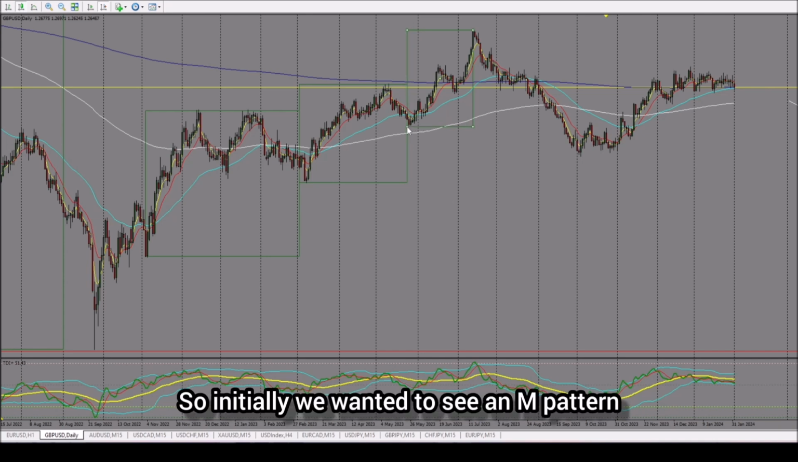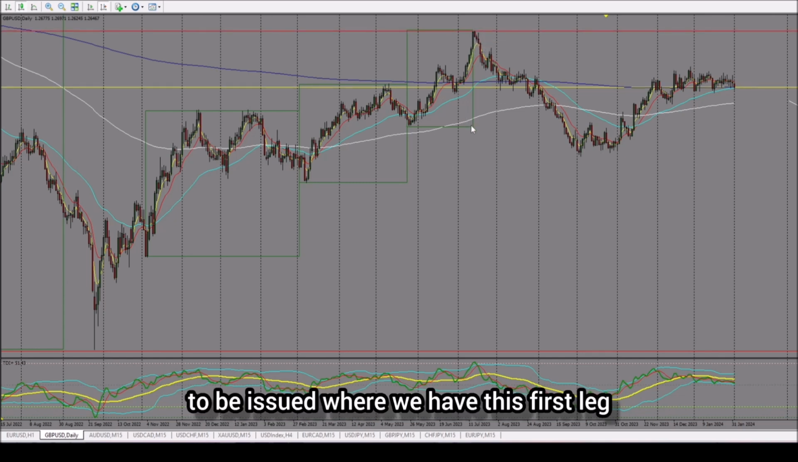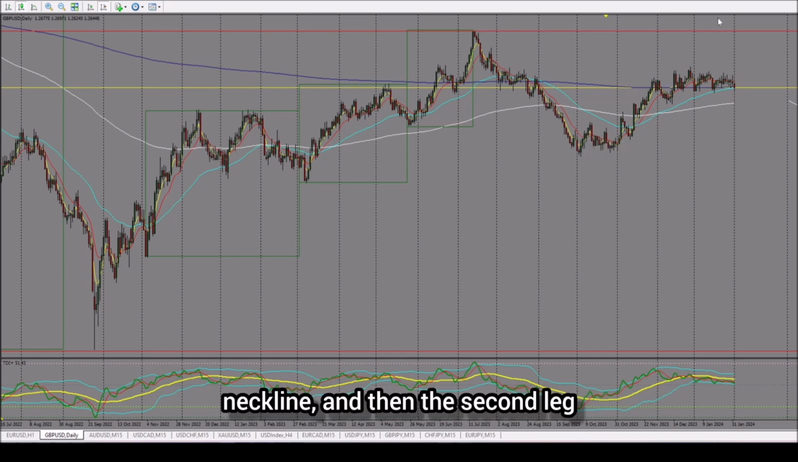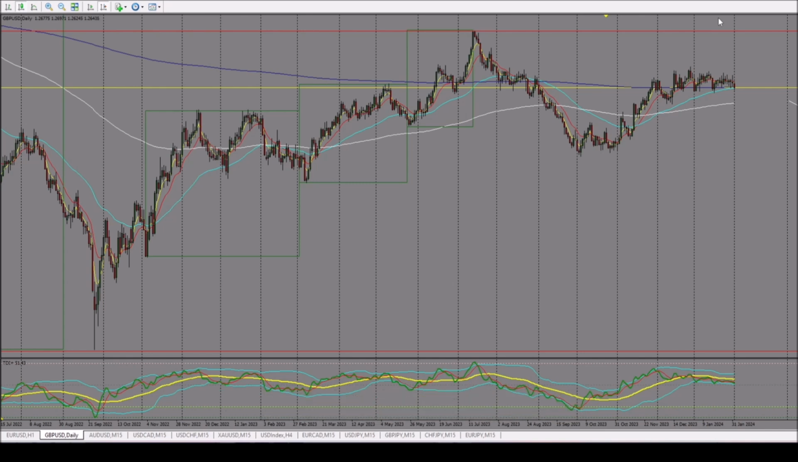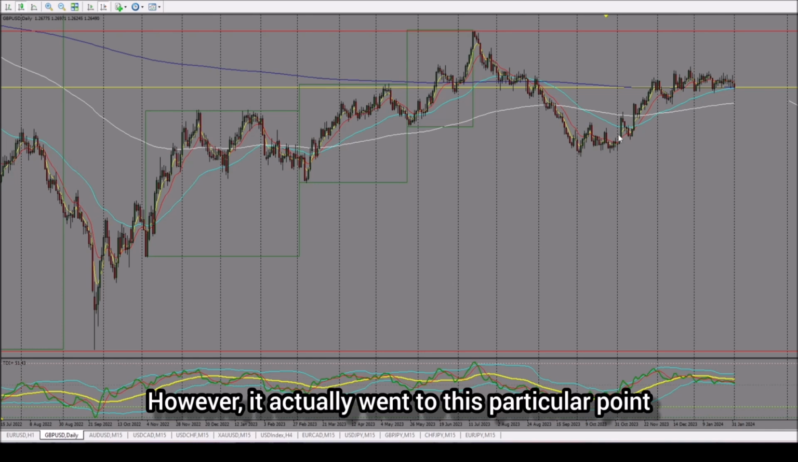So initially we wanted to see an M pattern, which is a multi-session M to be issued, where we have this first leg, neckline, and then the second leg. Unfortunately, the market did not give us that anticipated move where we will see the market come back to these highs. However, it actually went to this particular point.